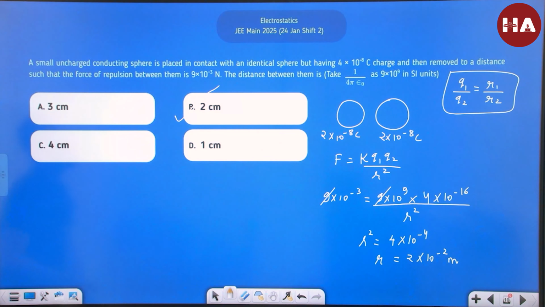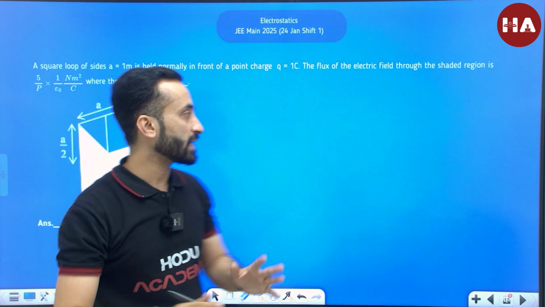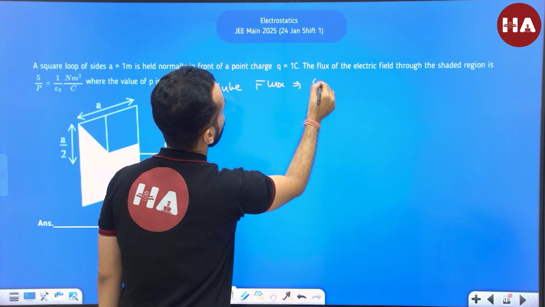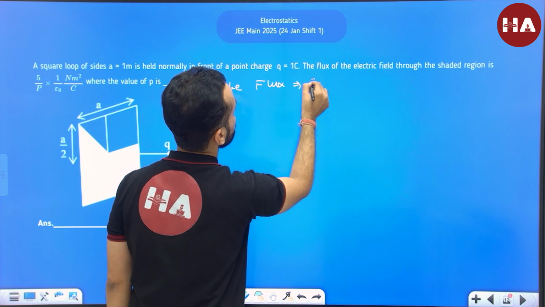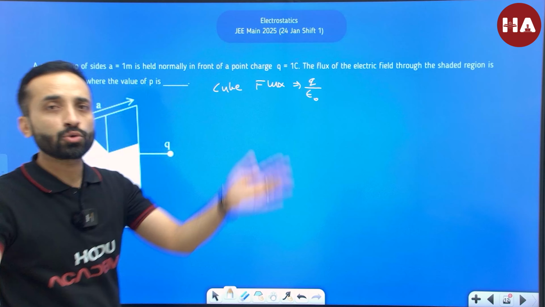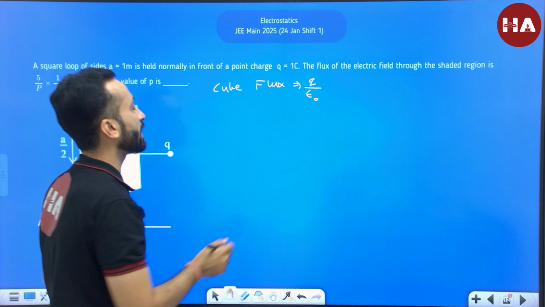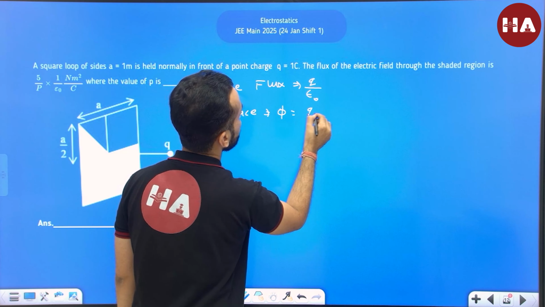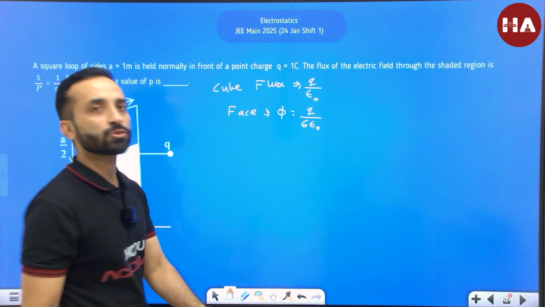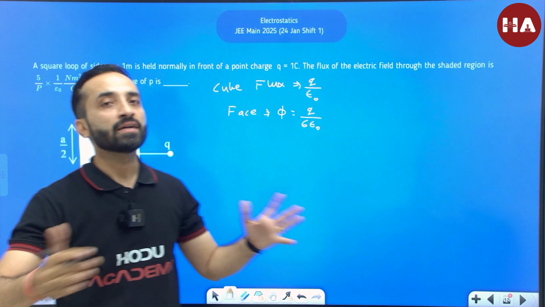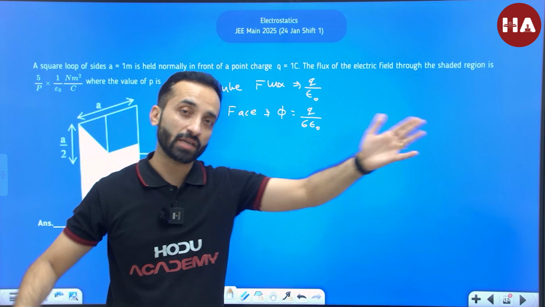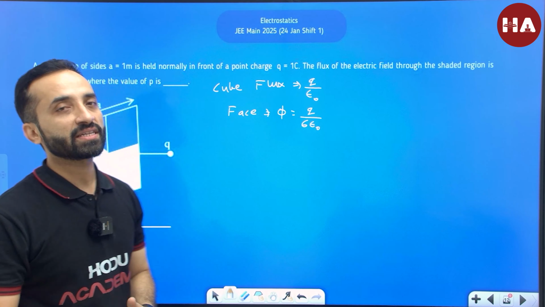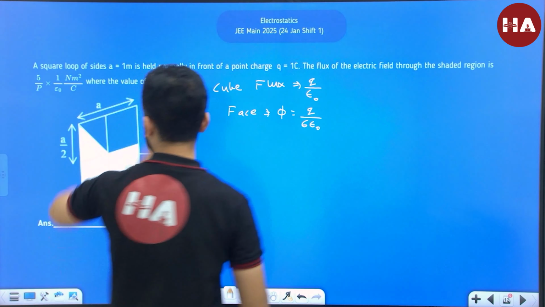That if there is a charge q and it is surrounded by a cube, we understand through a cube the flux is going to be q by epsilon naught, right students? Because it's a cube, it's like enclosing the charge, so using Gauss theorem it's going to be q by epsilon naught. So through one face, let's say this is phi, is going to be q by 6 epsilon naught. Why students? Because one cube can be taken as 6 faces, so through each face it's going to equally divide. That is what we have discussed in our theory classes as well. So it's going to be q by 6 epsilon naught through one face, that is through this.